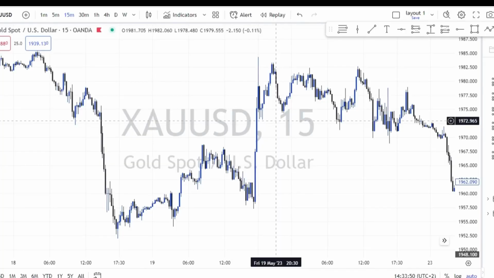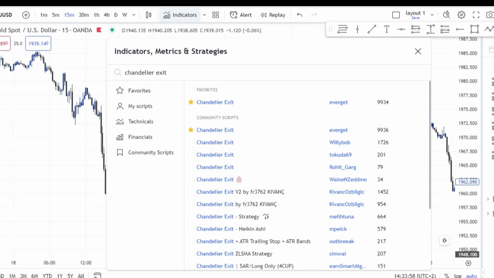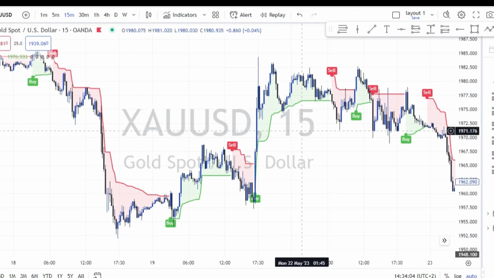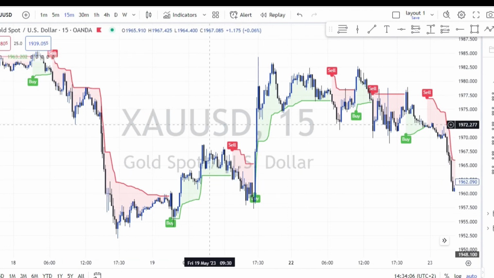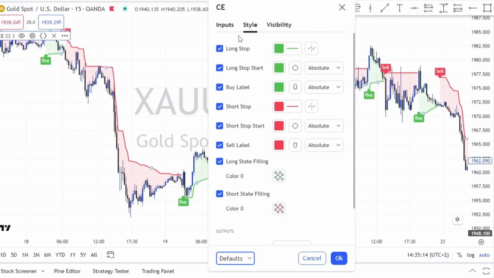So to get started, go onto your TradingView, go into the indicators tab and type Chandelier Exit. Select your indicator and add it into your chart. So this is how the indicator will look like in default settings. So we want to clean it up. Go into the settings wheel, under style, and check as follows.